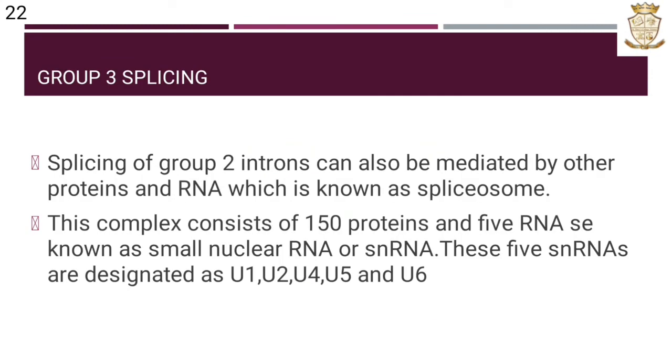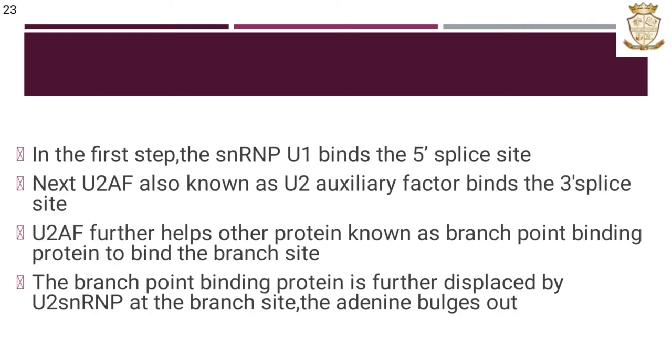Next, we can see group 3 splicing. Splicing of group 3 introns is mediated by other proteins and RNA, known as the spliceosome. This complex consists of 150 proteins and 5 RNAs known as small nuclear RNAs, or snRNAs. These 5 snRNAs are designated as U1, U2, U4, U5 and U6.